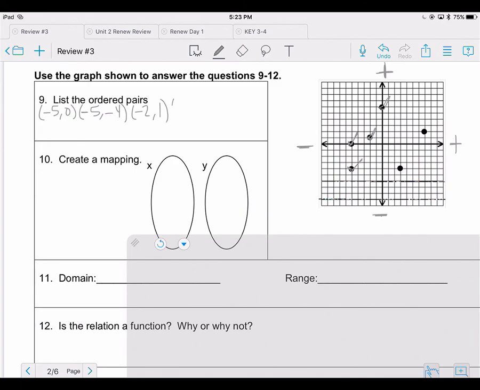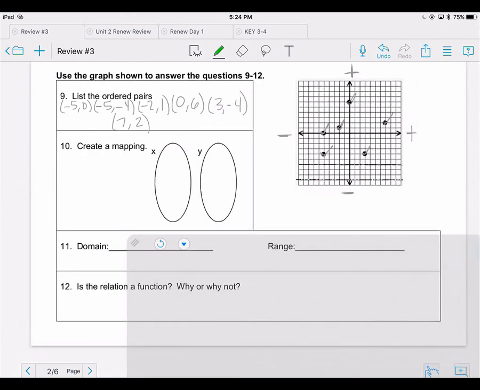This is the point 0, because I don't go anywhere on the x, and then I just go up 6. This point down here, we go to the right 3 and down 4, so 3, -4. And then this point over here, we go to the right 7, up 2.